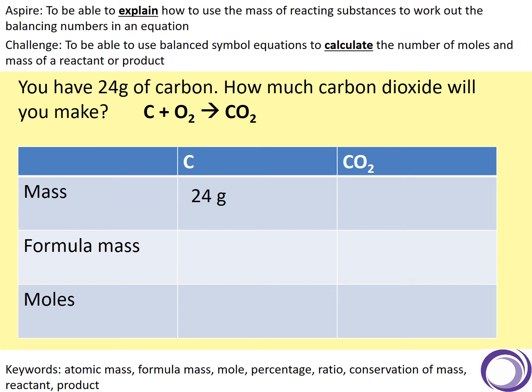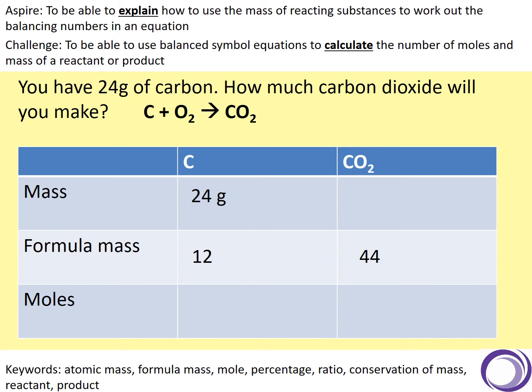We can fill in formula masses. So for example, carbon, it's the atomic mass, which is 12. And for carbon dioxide, we can work out that it's 12 plus 16, which gives us a formula mass of 44. So at that point, we've put in everything we do already know, and now we need to start doing some calculations.